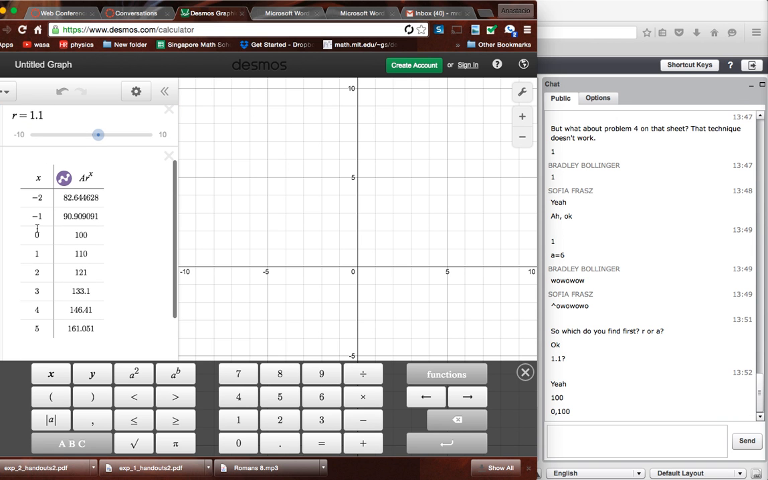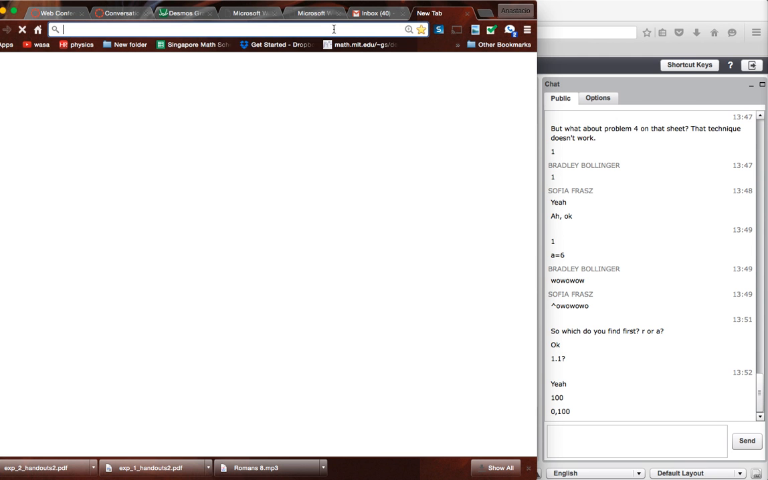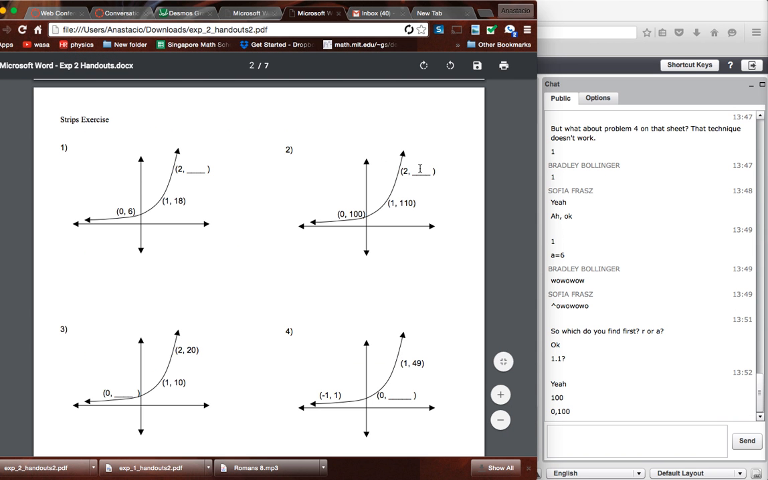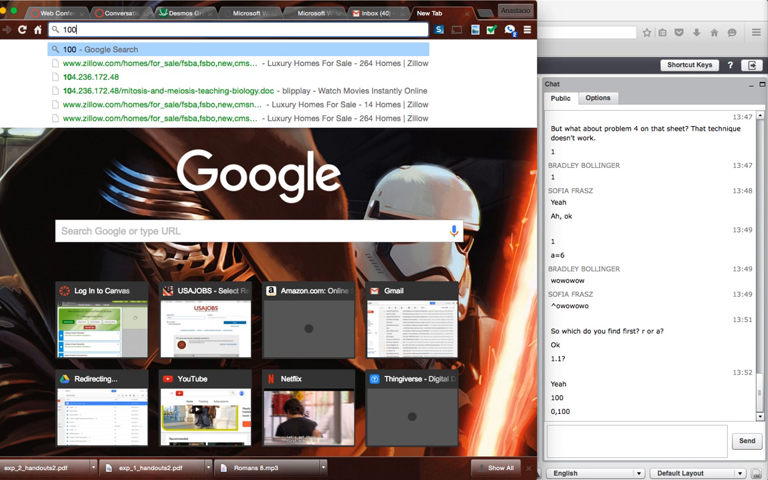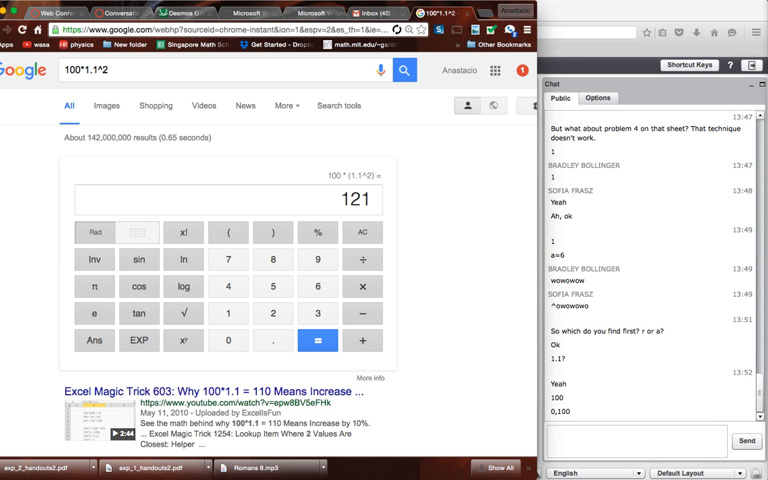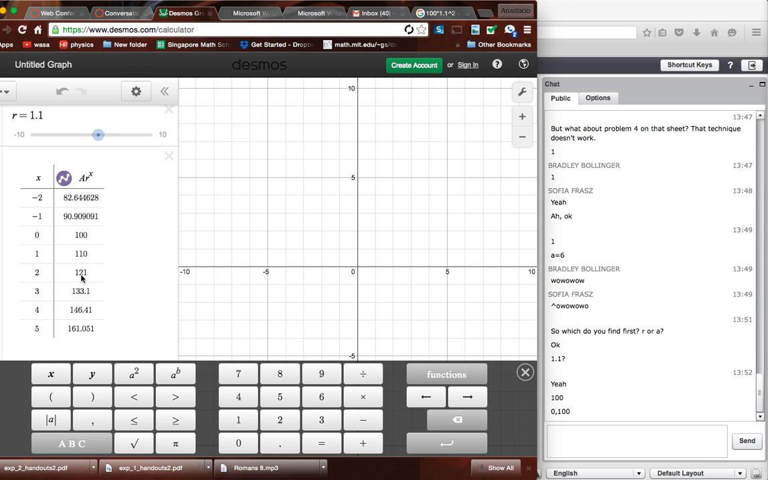So look, at x equals 0, you get 100. At x equals 1, you get 110. At x equals 2, you got 121. Because you have to ask yourself the question, they wanted me to figure out 2 comma what. Then I say, okay, fine. What is 100 times 1.1 squared? Apparently it's 121. Which is what Desmos told us, 121. Booyah. Done. Are we cool?